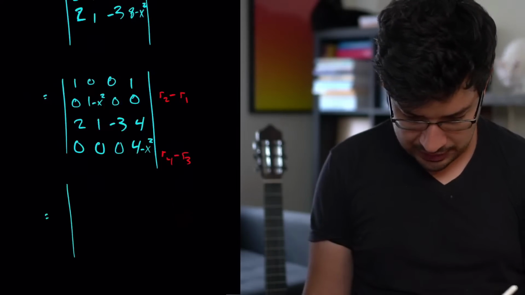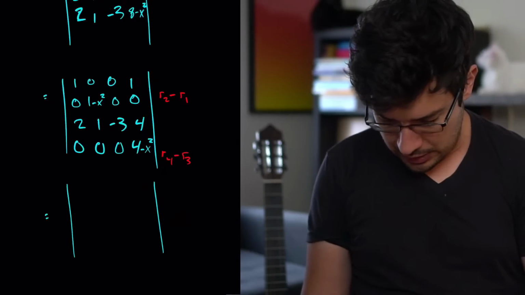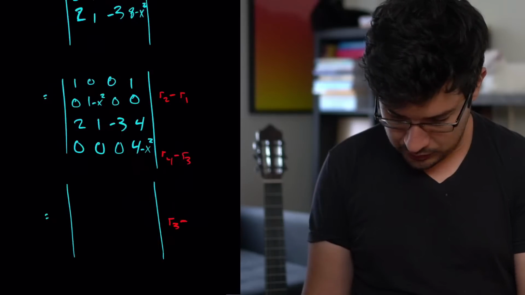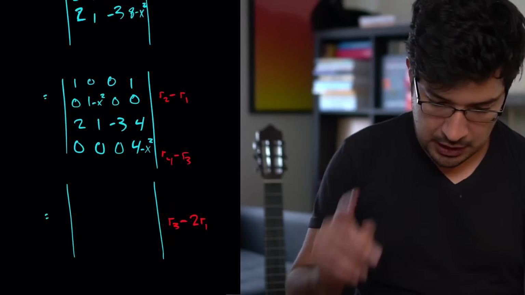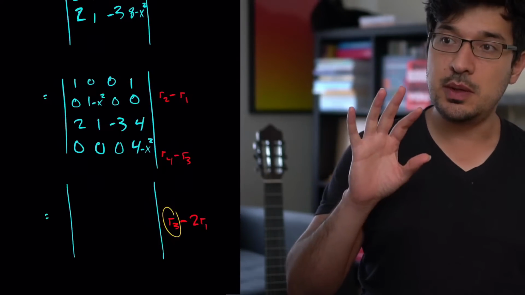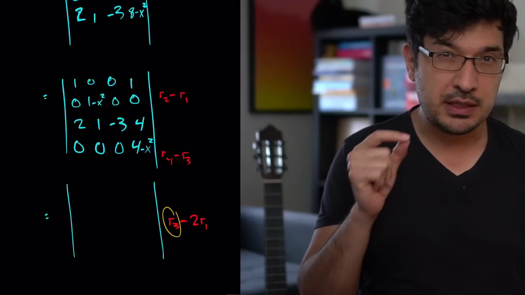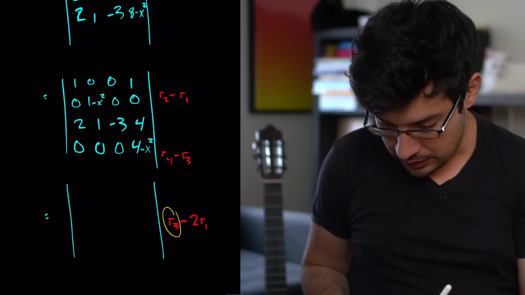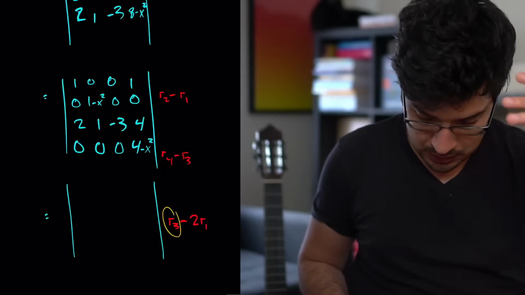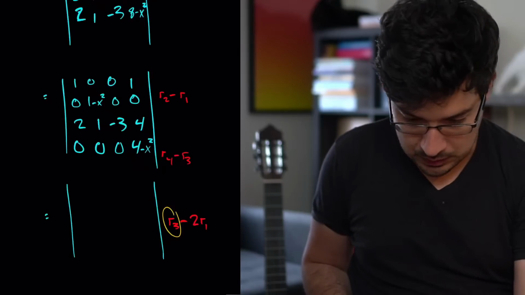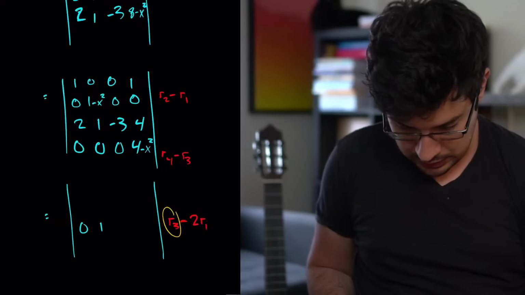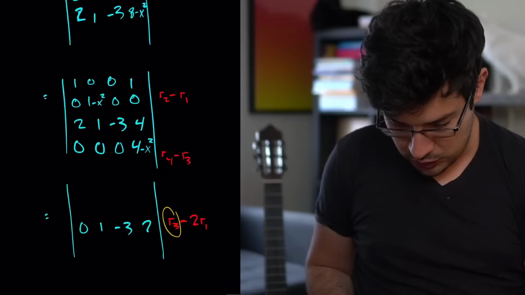But I do want to do one last one. We can do row 3 minus 2 times row 1. A gotcha is, remember that when you replace a row, don't do any multiples of the row that you're replacing. It needs to be the row that you're replacing plus or minus a copy of another row, and likewise with columns. So row 3 minus 2 times row 1 is going to be 0, 1, negative 3, and then 2.